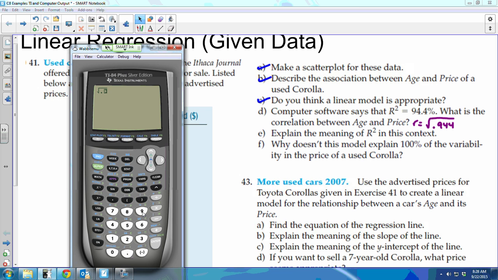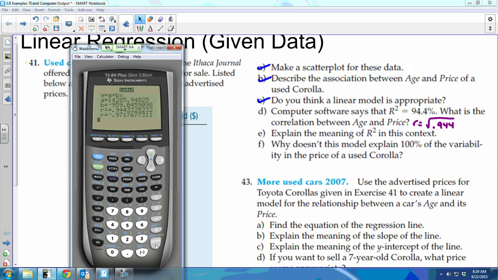Square root of 0.944, so negative 0.9716. Or again, go to Stat Calc 8. You already know how to find R. You already have the data in your calculator. And it says negative 0.9718, so we're close.